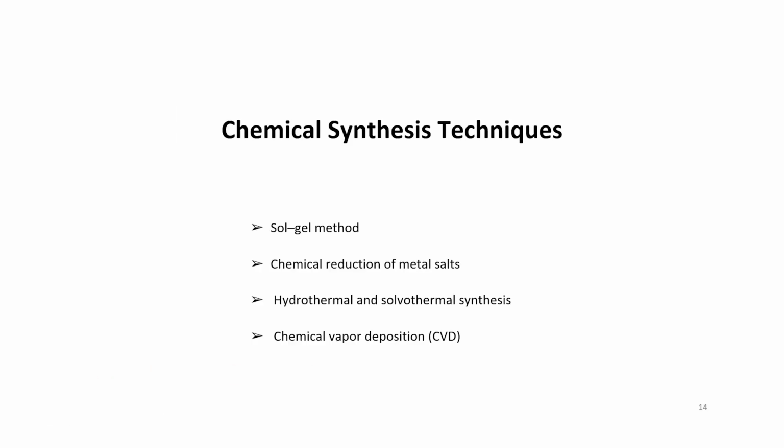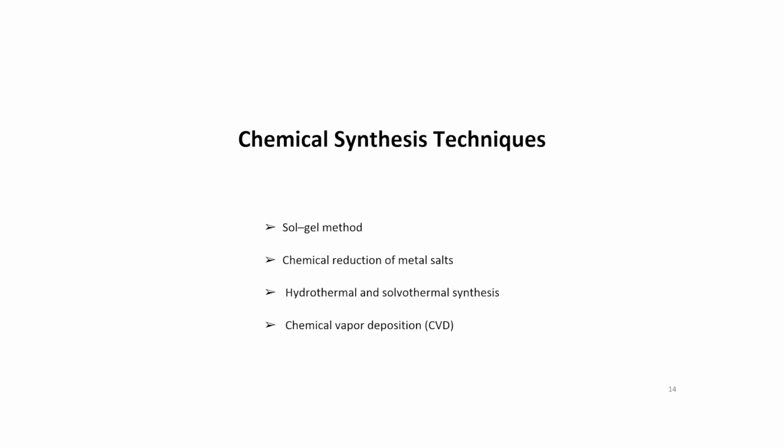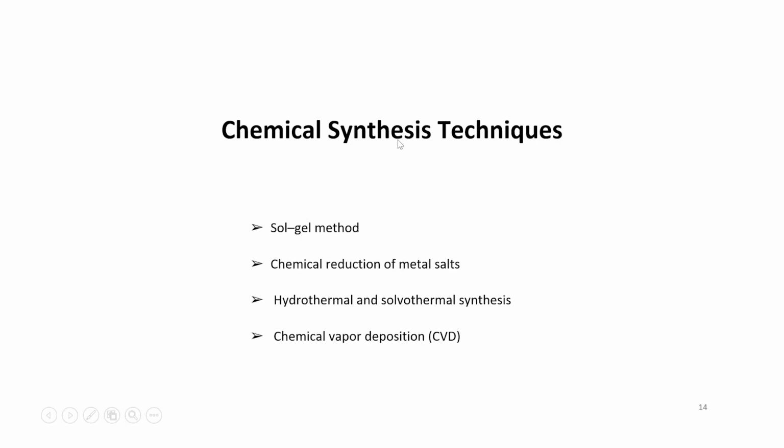So these are the chemical synthesis techniques. You can use sol gel method, chemical reduction of metal salts, or hydrothermal and solvothermal synthesis, or chemical vapor deposition. These we will be discussing in detail in our next slide. So this is the chemical synthesis method, okay: sol gel method, chemical reduction of metal salts, hydrothermal and solvothermal synthesis, chemical vapor deposition.